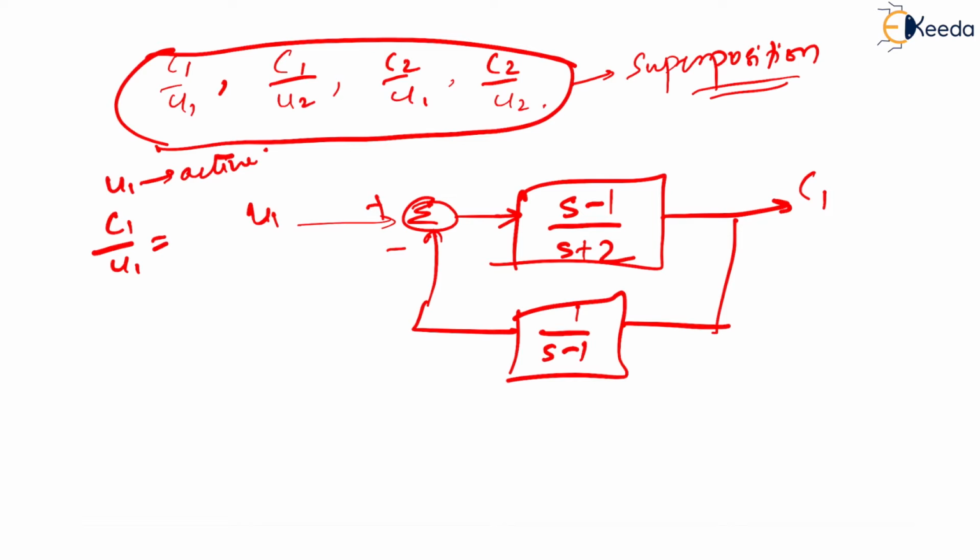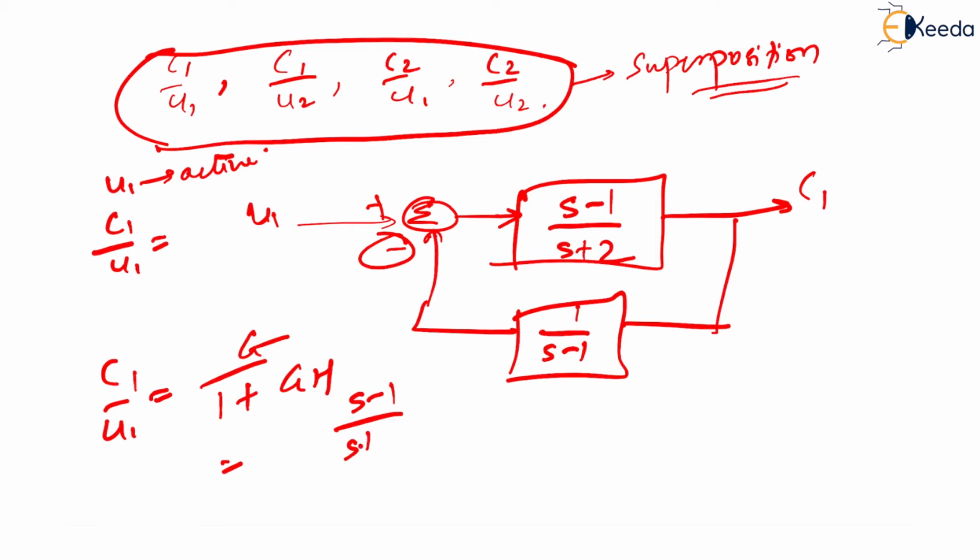Now, please find C1 upon U1. It is a feedback system with negative feedback, right? Which means, how do you find that? C1 by U1 will be equal to G upon 1 plus GH, correct? Which is equal to what? What is G? S minus 1 upon S plus 2, divided by 1 plus S minus 1 upon S plus 2 into H. What is H? 1 upon S minus 1.